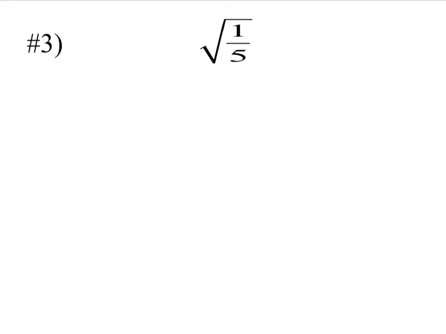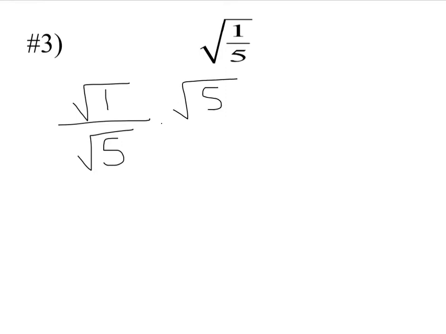Okay, we're going to do the same thing here, except we're going to break it up first. We're going to use our quotient rule to say the square root of 1 over the square root of 5. Now remember, you're never allowed to have a radical in the denominator. So what I'm going to do is multiply by this square root of 5. And whatever you do to the top, you always have to do to the bottom. So it's square root of 5 over square root of 5.